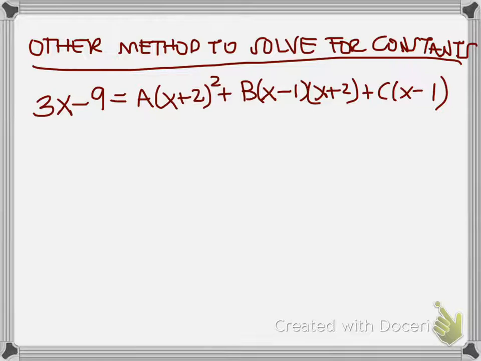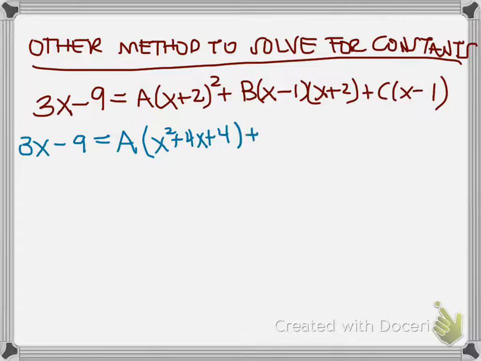The first thing we're going to do is, instead of finding zeros, we're going to distribute or multiply everything out on the right-hand side. The left-hand side is going to stay the same, but on the right-hand side, we're going to multiply everything out. So that'll be A times x squared plus 4x plus 4, plus B times x squared plus x minus 2, plus Cx minus C.